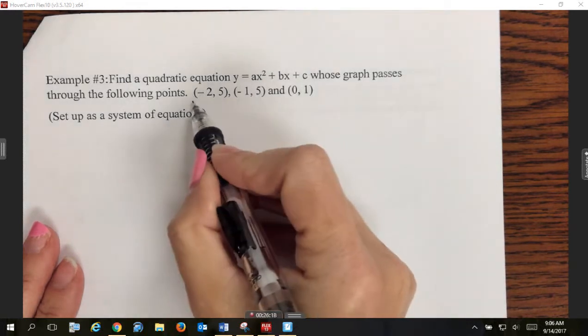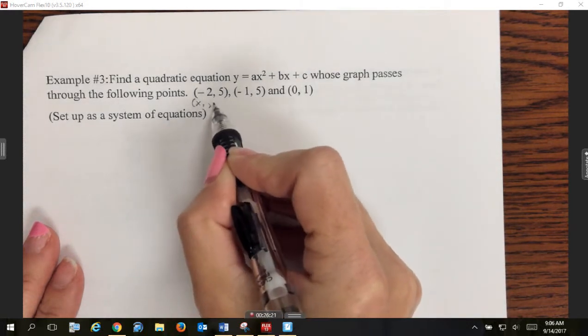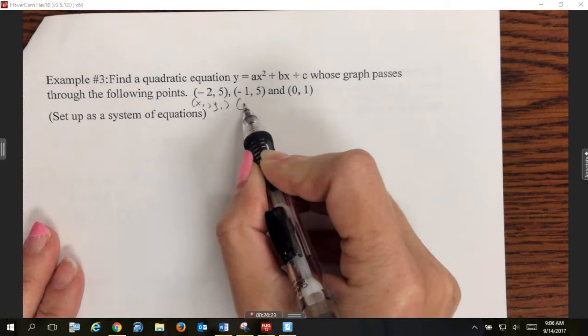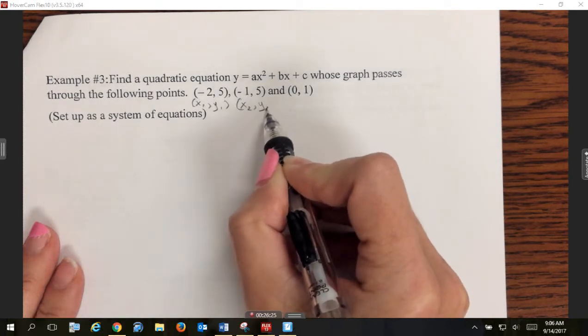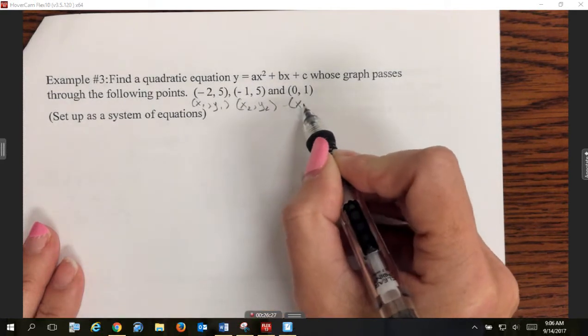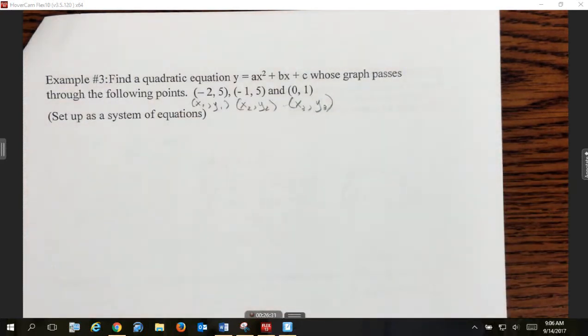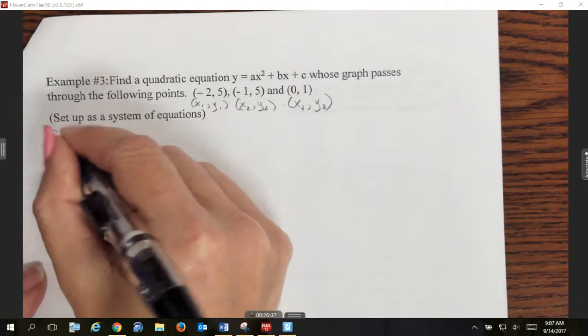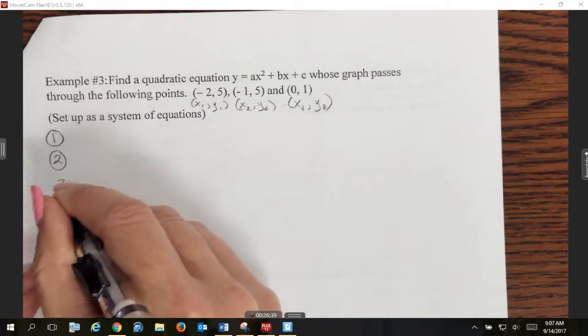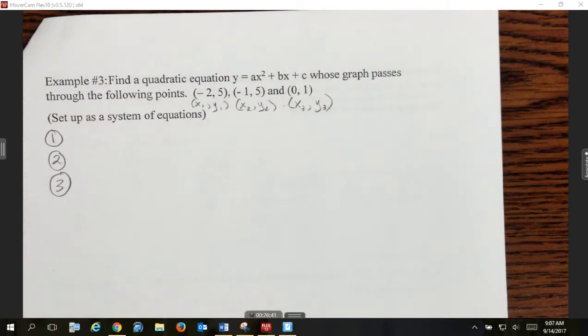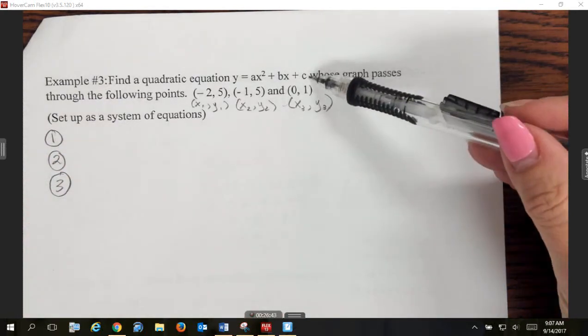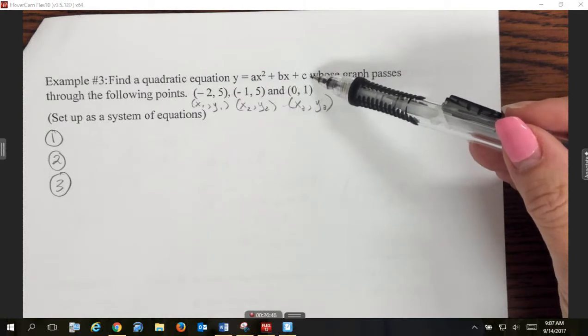So I'm going to think about the first ordered pair being x1, y1. Second ordered pair, x2, y2. And the third ordered pair, x3, y3. So using which ordered pair it is, that tells me which equation I'm going to have. I'm going to have 3 equations: equation 1, equation 2, and equation 3. I'm getting those equations from y equals ax squared plus bx plus c.